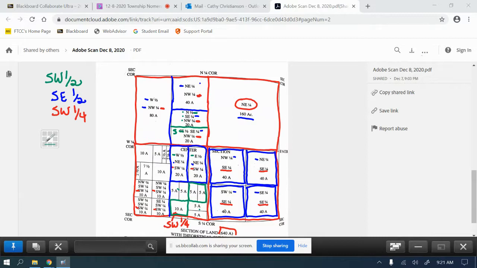Where the only other thing I would have is, let's say if I did this 5 acres, it's the west half of the northwest 1/4 of the southeast 1/4 of the southwest 1/4. So it kind of looks like that. Like I said, they usually don't recognize that.